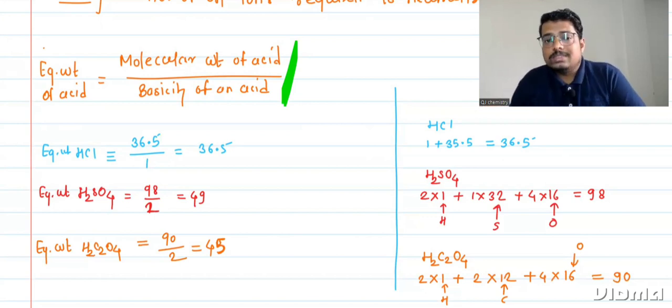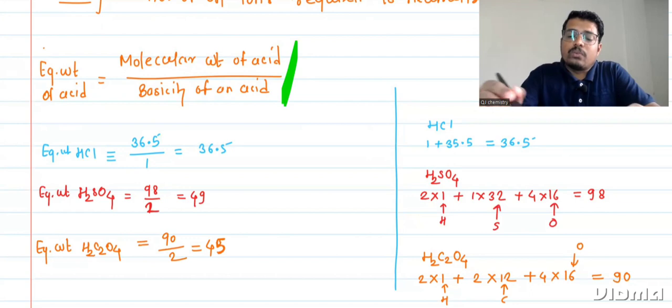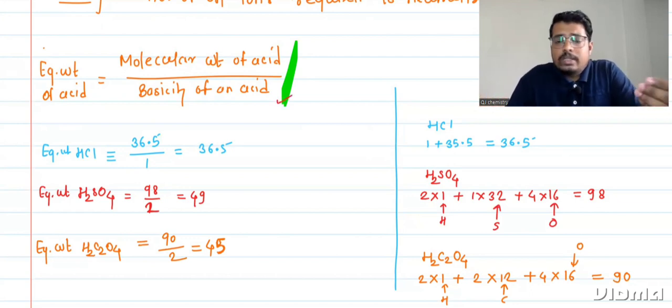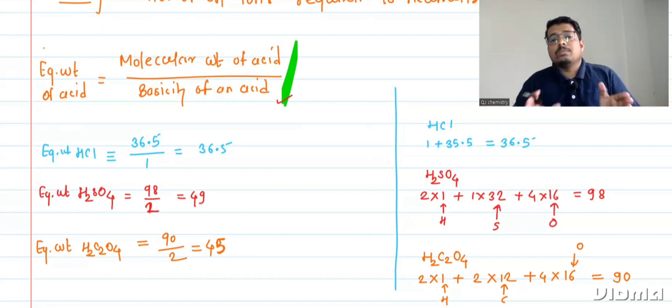Equivalent weight of acid is equal to its molecular weight divided by N factor. In case of acid, we know that N factor is its basicity. Now the basicity, two different definitions are there. If the acid contains replaceable H plus ions, then basicity is termed as number of hydrogen atoms formed on dissociation of one molecule of acid.